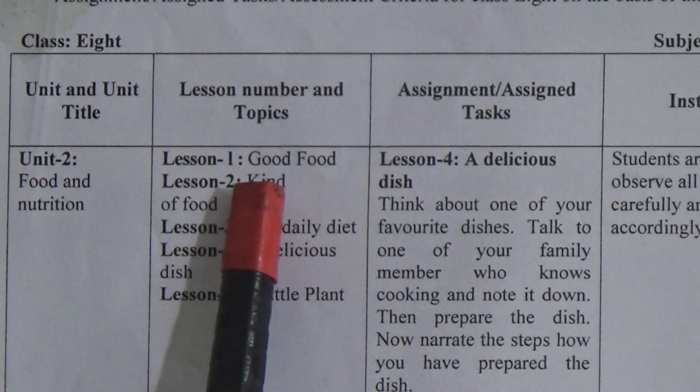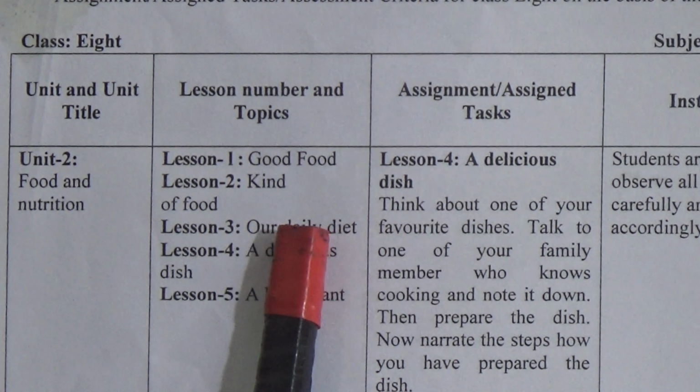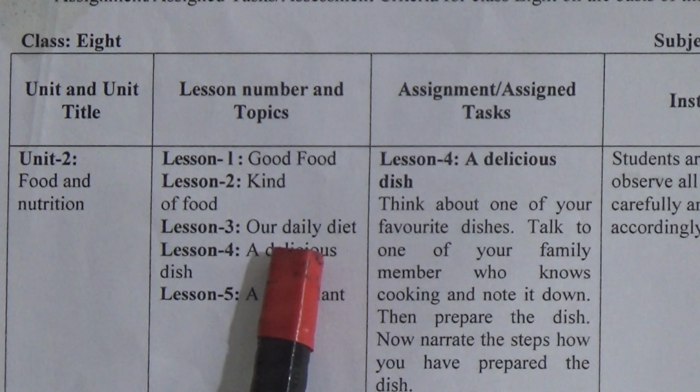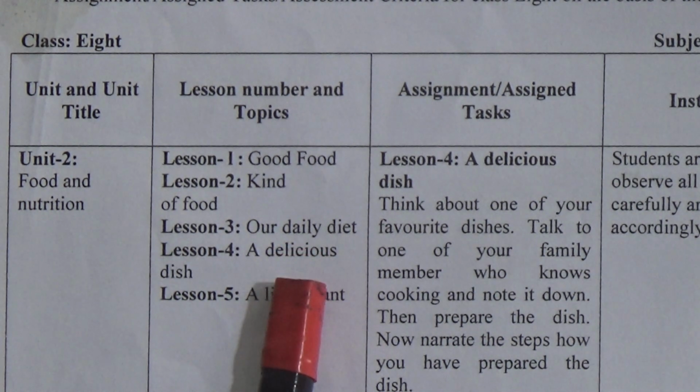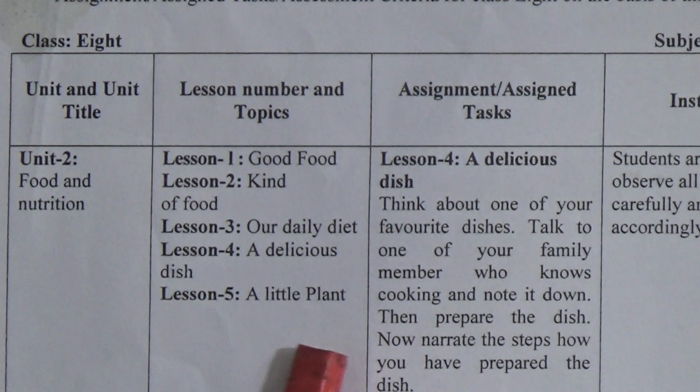So what is your assignment? Lesson 4, Our Delicious Dish. Think about one of your favorite dishes. Talk to one of your family members who knows cooking and note it down. Then prepare the dish. Now narrate the steps of how you have prepared the dish.